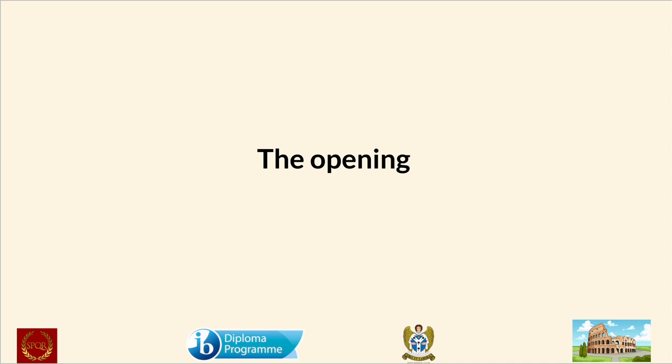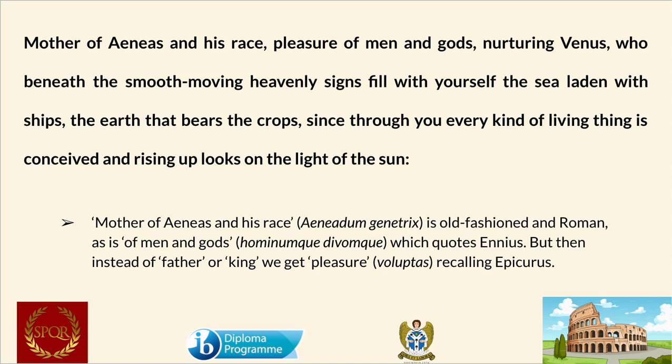Okay, so with all that in mind, let's have a look at the opening of the poem. So the poem opens like this: Mother of Aeneas and his race, pleasure of men and gods, nurturing Venus, who beneath the smooth-moving heavenly signs fill with yourself the sea laden with ships, the earth that bears the crops, since through you every kind of living thing is conceived, and rising up looks on the light of the sun. So this is an invocation of the goddess Venus. It's an address to Venus.